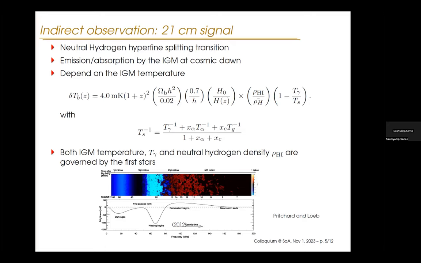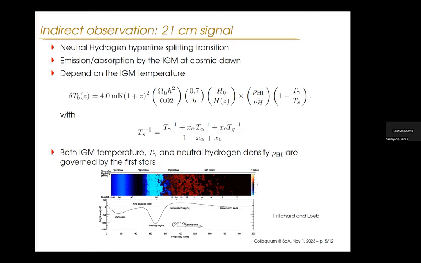It only depends on the amount of neutral hydrogen and mostly depends on the temperature of the gas. Now, if this Ts is lower than T gamma, then this ratio is greater than 1. So this is negative. So you see absorption. If Ts is higher than T gamma, then this is positive. So you see it as an emission. That's what you have been seeing here.